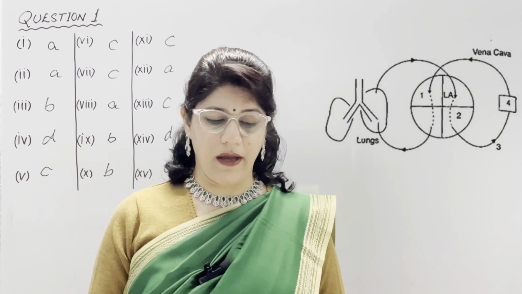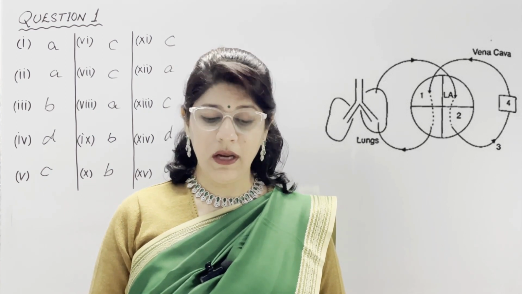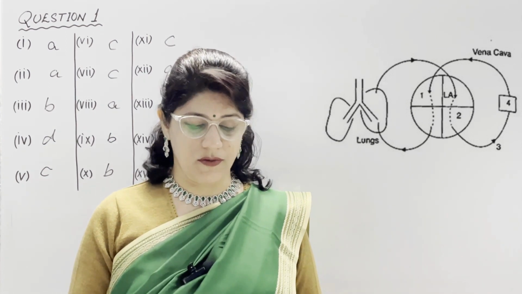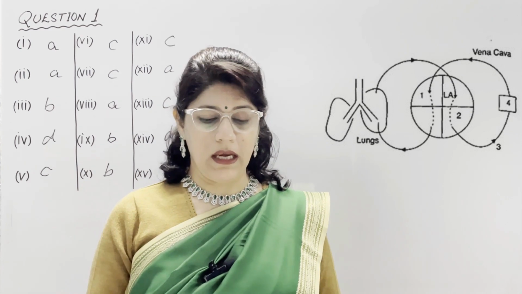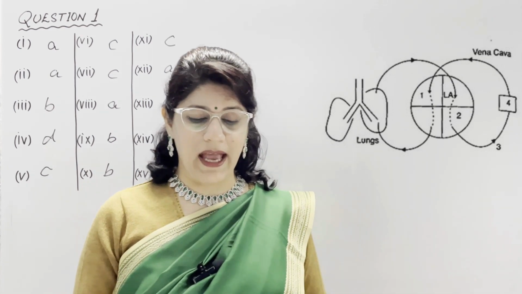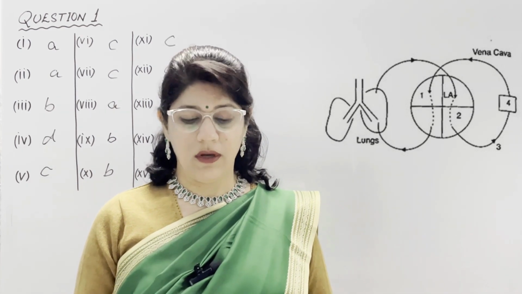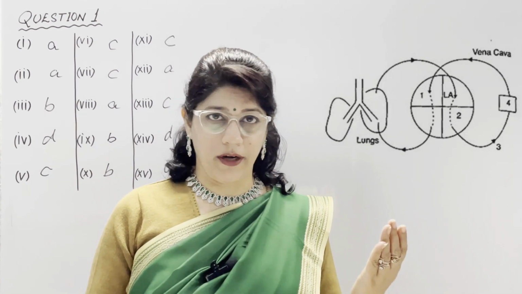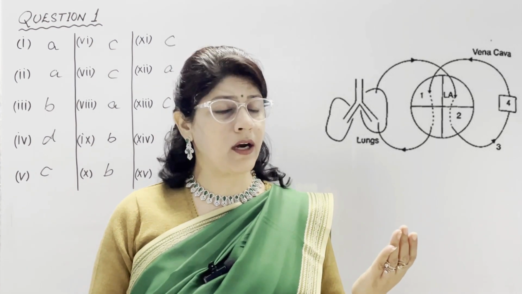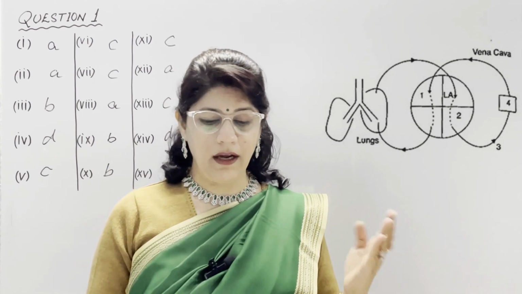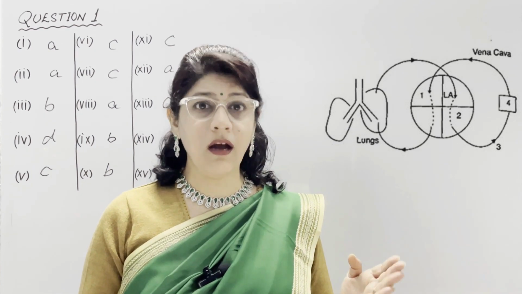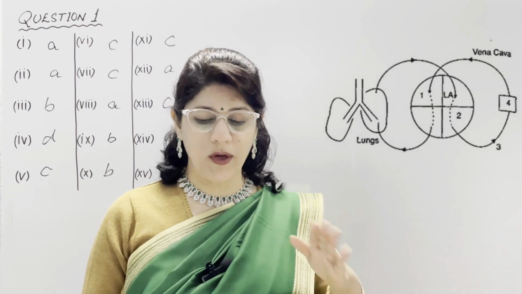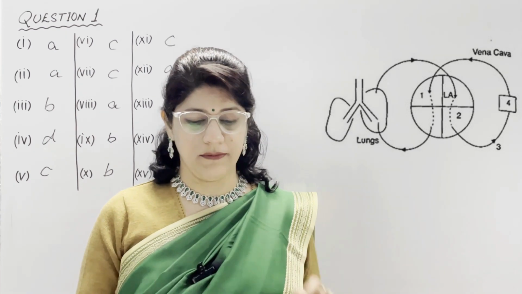In part number 5, study the diagram given and answer the following questions. Part A, name the parts labeled as 1 and 2. 1 is the right auricle. You know, in these diagrams, left and right are interchanged. So 1 is the right auricle and 2 is the left ventricle.